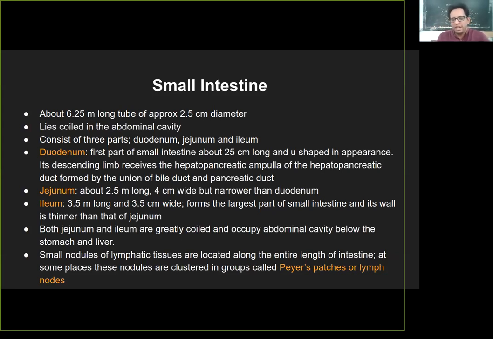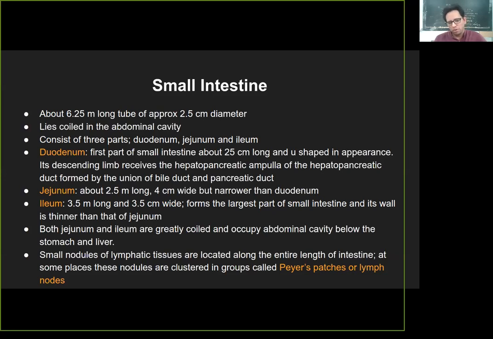In case of the ileum, where the maximum absorption of food happens, the walls are thinner compared to the jejunum part. Again, its length allows the maximum time for the food to pass through it, and that is how the absorption is quicker in the ileum part.